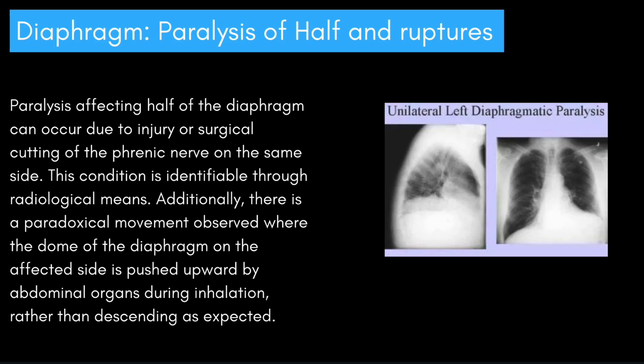Today I'd like to open up talking about diaphragm paralysis. Paralysis affecting half of the diaphragm can occur due to injury or surgical cutting of the phrenic nerve on the same side. This condition is identifiable through radiological means, as shown on the picture on the right. Additionally, there is a paradoxical movement observed where the dome of the diaphragm on the affected side is pushed upward by abdominal organs during inhalation, rather than descending as expected.